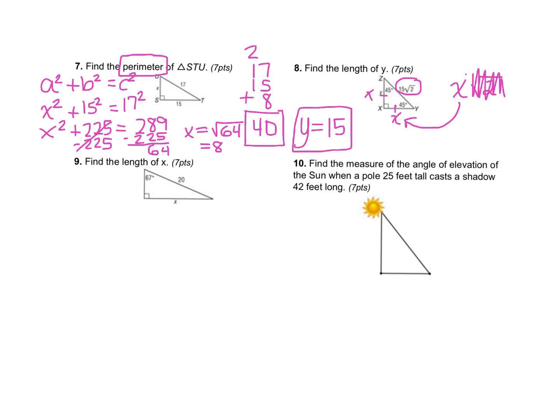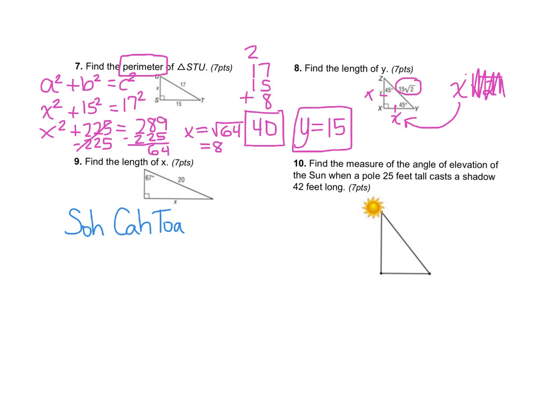Number 9 says find the length of x. Okay, so now for this one we will use trigonometry because we have 67 degrees and we don't have that as a special right triangle when you have the number 67. So that's why we use trigonometry. We've talked about Soh Cah Toa, and this is a way for us to remember the trig ratios.